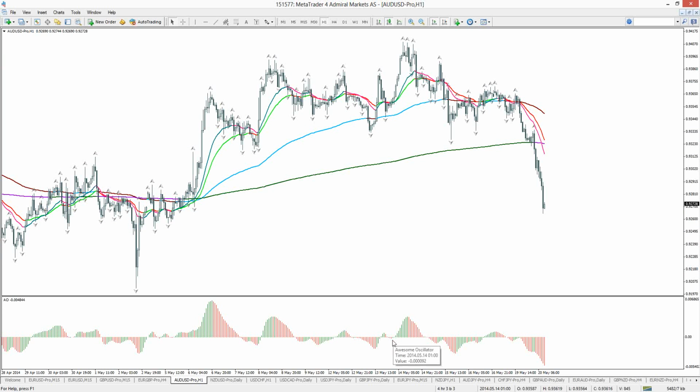Let's see, the other one was just a classical usage of the fact that, of course, if the bars are green, we're in an up mode. If the bars are red, we're in a down mode. If the green bars are above the zero line, it's even more confirmed. If the red bars are below the zero line, it's even more confirmed. The stronger the AO reading, the more powerful the momentum is, obviously. What else? There's one more thing I wanted to say.